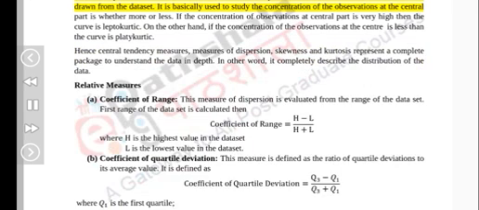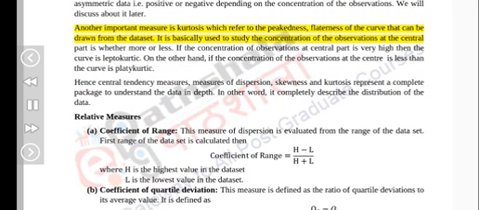Another important measure is kurtosis, which refers to the peakedness or flatness of the curve that can be drawn from the dataset. It is basically used to study whether the concentration of the observations at the central part is more or less. If the concentration of observations at the central part is very high, then the curve is leptokurtic. On the other hand, if the concentration of the observations at the center is less, then the curve is platykurtic. Hence central tendency measures, measures of dispersion, skewness and kurtosis represent a complete package to understand the data in depth. In other words, it completely describes the distribution of the data.